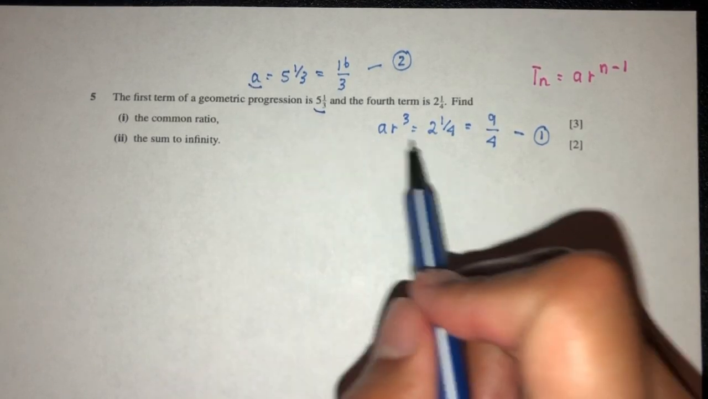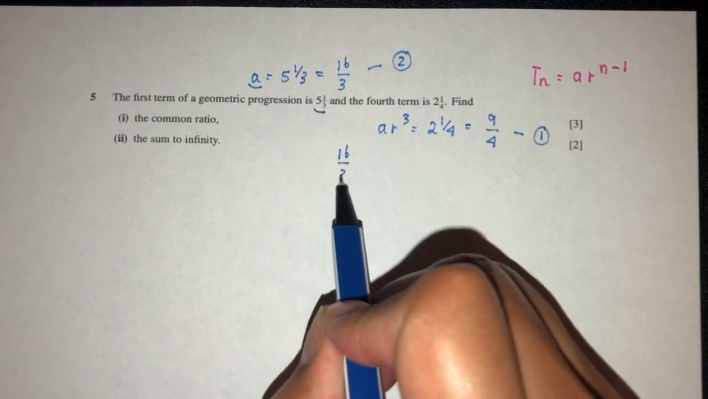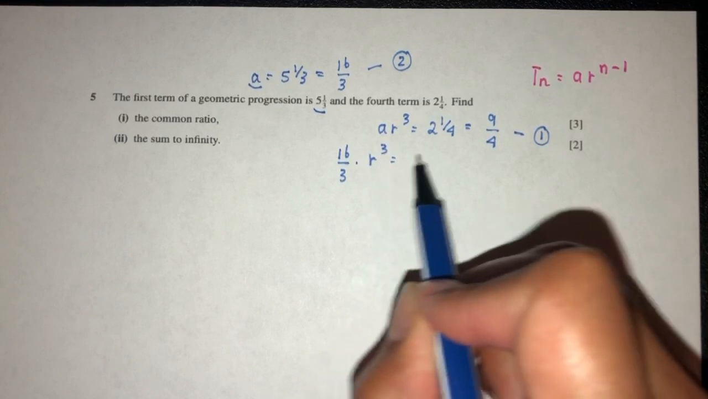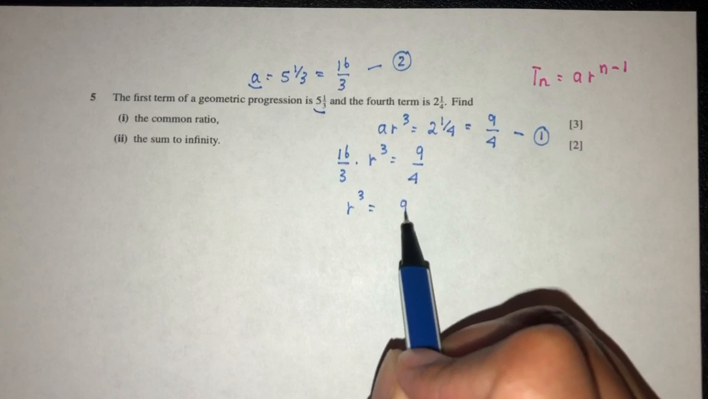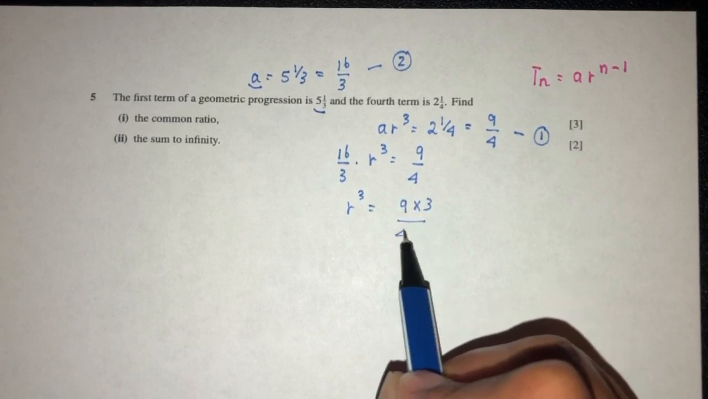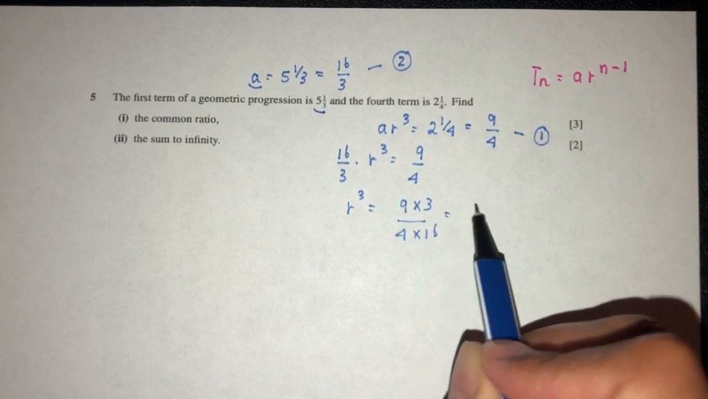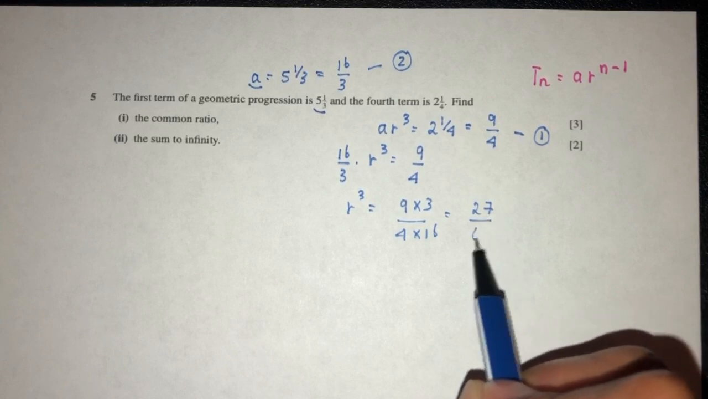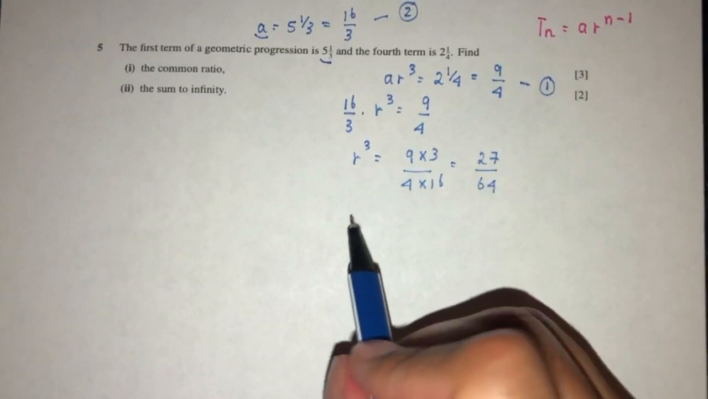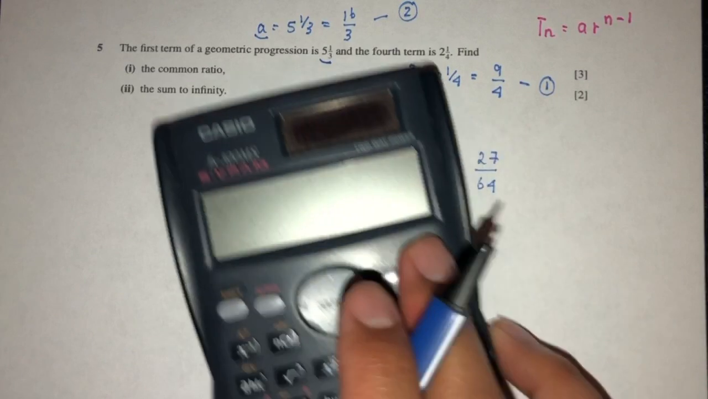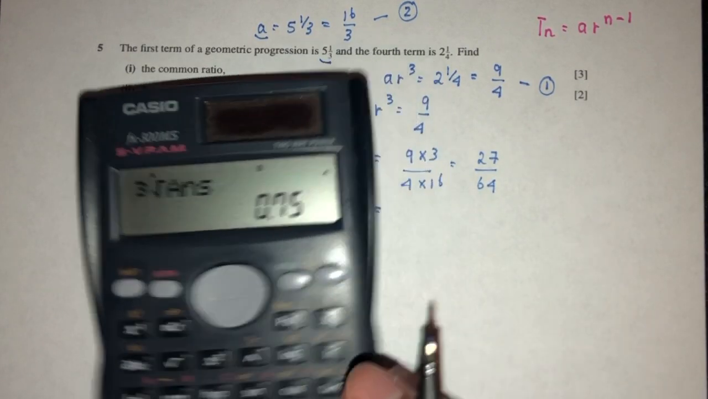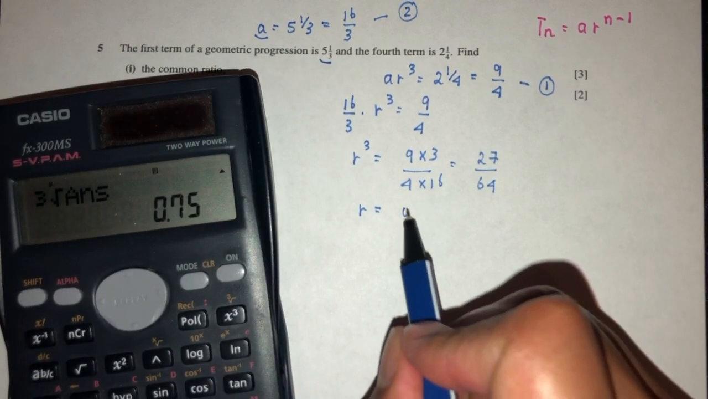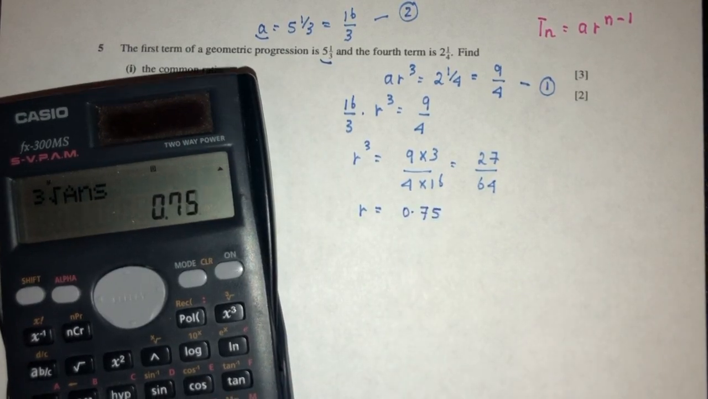Now we can solve simultaneously to find the value of r. So here we have a, replace a here, you have 16 over 3, r power 3 is equal to 9 over 4. So r power 3, that will be what? 9 times 3, 4 times 16. That will be 27 over 64. So r will be what? The cubic root of that will give you 0.75. That is my value of r.